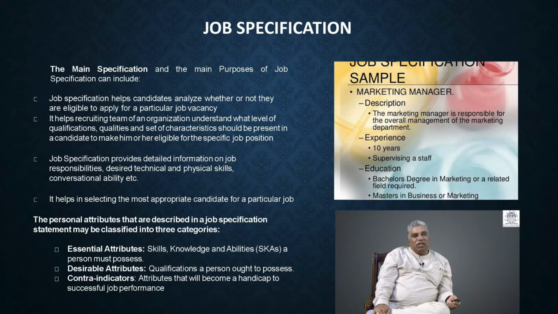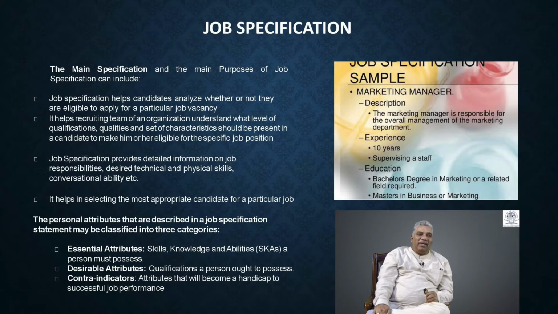A detailed information on job responsibilities, desired technical and physical skills, conversational abilities are listed in the job specification. So, if the person is not able to assert himself or explain certain things, then that person might have qualified in the written test, but he fails miserably in communicating what he wanted to communicate. So, a job specification must have essential attributes, skill, knowledge and abilities, I mean to say attitudes also, desirable attitudes.